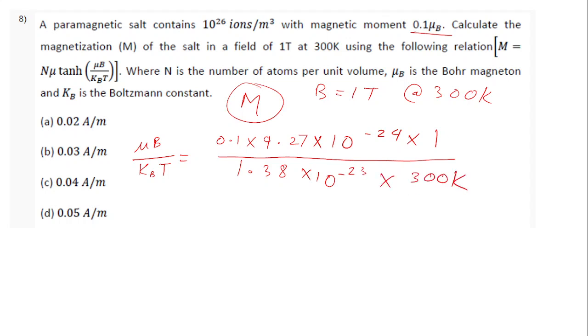Always keep in mind for all these numericals, for any kind of numericals actually, it's best to keep the temperature in Kelvin. Here it's already given in Kelvin, but if it's just mentioned as room temperature or 27 degrees centigrade or something, convert it into Kelvin first and then use it in the calculation. With this, we'll get the value: 0.1 times 9.27 divided by 1.38 divided by 300.